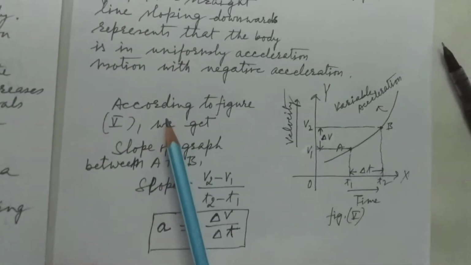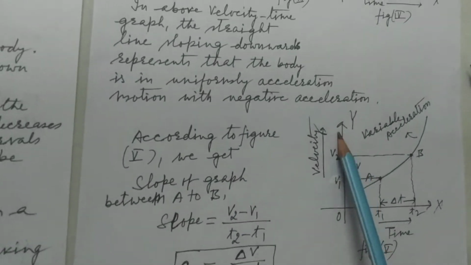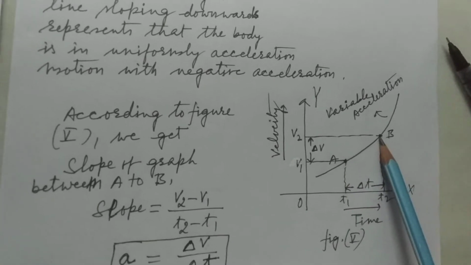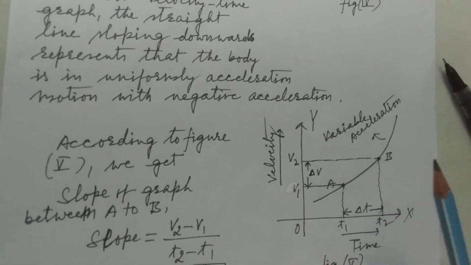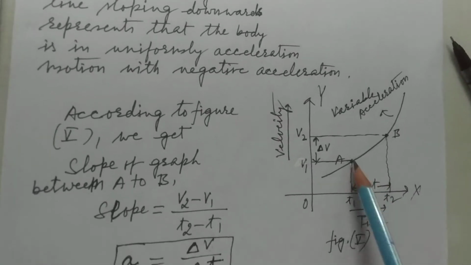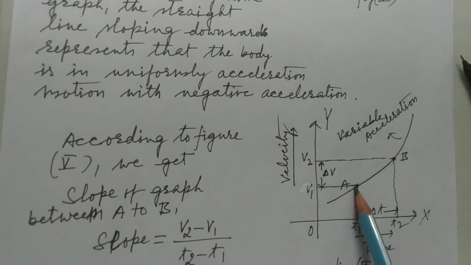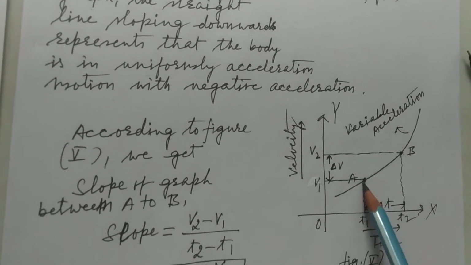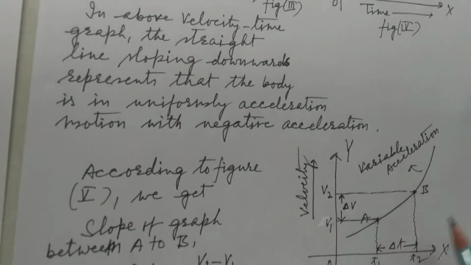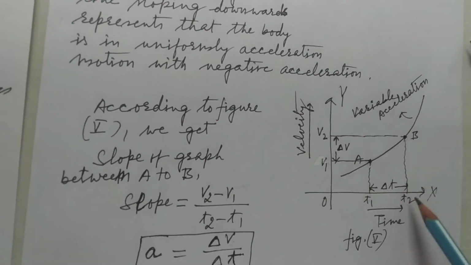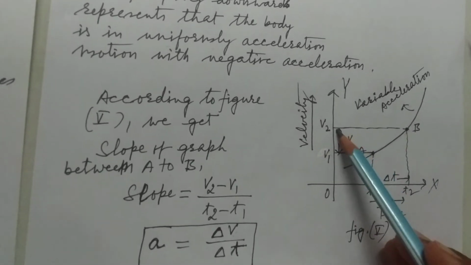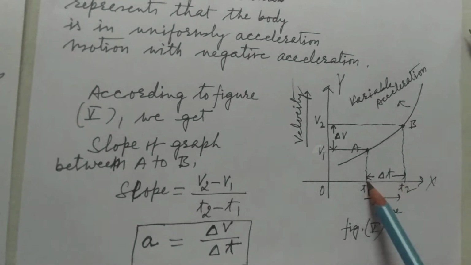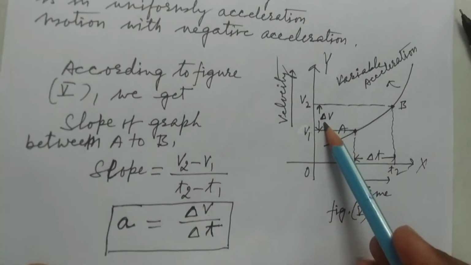Here it is given according to this graph. You see here it is a graph. Two points have been taken on the variable accelerated body's graph, one is A, the other one B. If two perpendiculars are drawn to the velocity axis and to the time axis, from A it is T1 on the time axis and V1 on the y axis, and from B it is T2 on the time axis and V2 on the y axis. So here, what is the difference between them? It is delta t. The difference between them is delta v.